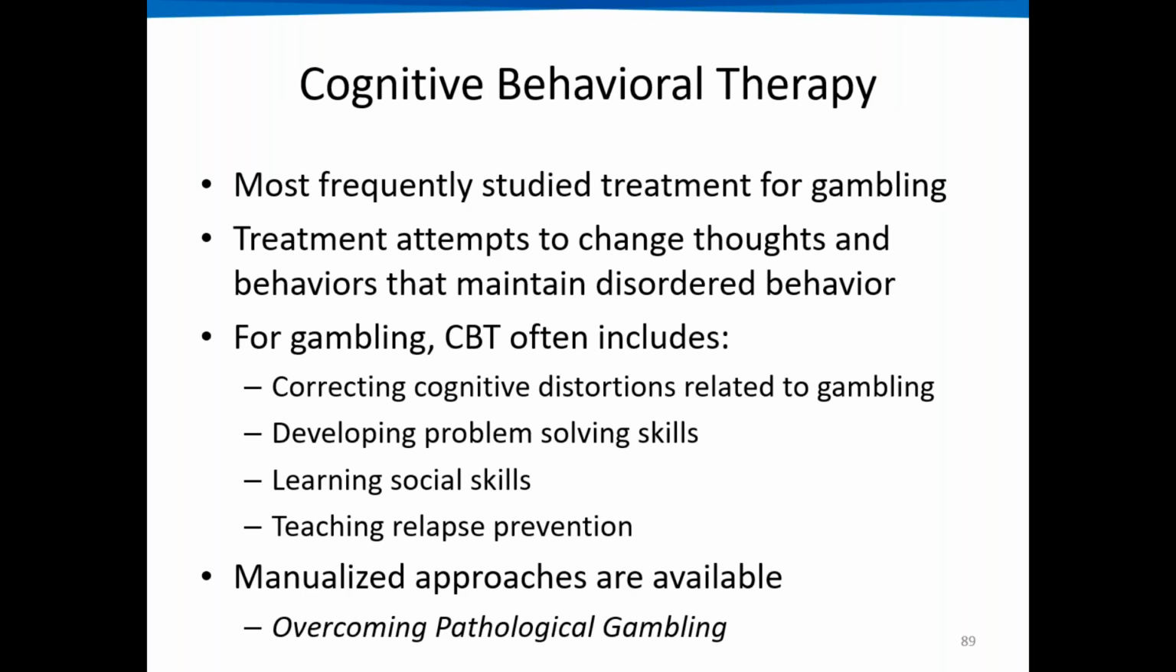As you might have guessed, the most frequently studied treatment type is CBT. Very briefly, this treatment type attempts to change thoughts and behaviors that maintain disordered behavior, in this case, gambling. For gambling, CBT will include correcting for issues like the illusion of control and offers insights into game mechanics, odds, and probability. In addition, CBT for gambling often will include problem-solving skills, social skills, and relapse prevention. Validated manualized approaches, including Dr. Bob Ludusser's Overcoming Pathological Gambling, are available for those who want to learn more about CBT for gambling.